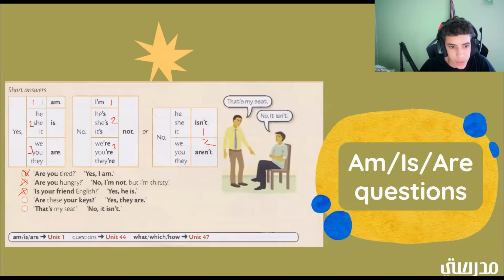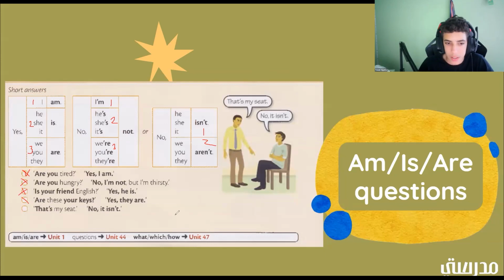All right. Now we have, are these your keys? That's the question. And then we have, yes, they are. Since it's a yes, it's in this first one. Okay. So what group is it in? You're right. It's in group 3. All right. Good job.